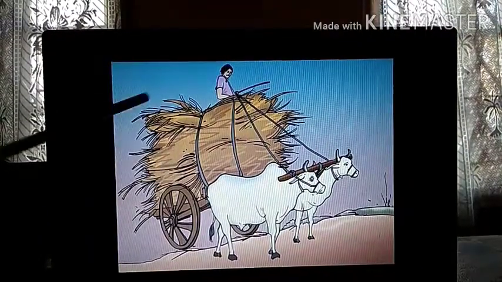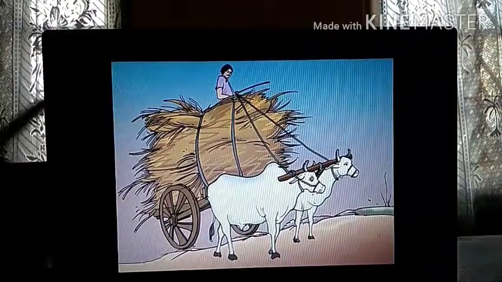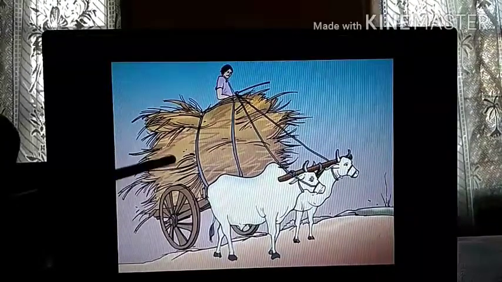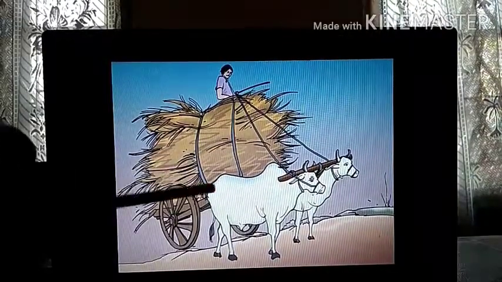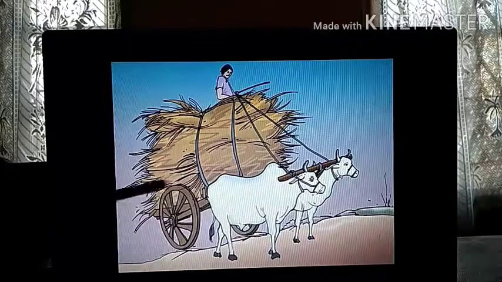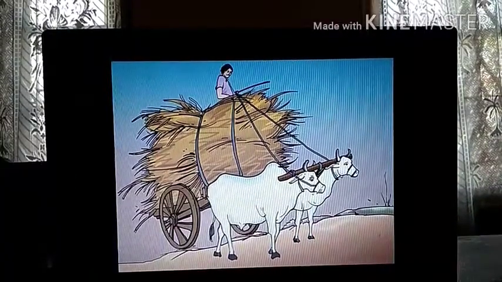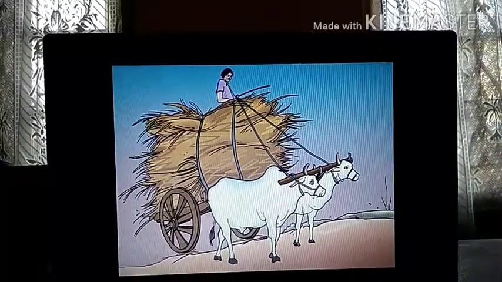So this is an example. See how on the back of animals, things were getting carried. This is hay, getting carried. You can see the person. So the animal is applying what kind of force here? The animal is pulling the cart. So definitely the animal is applying muscular force here.